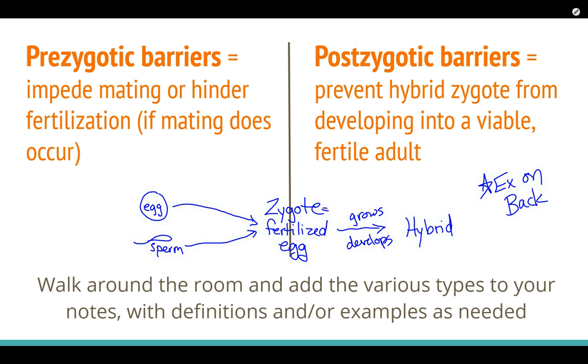When you look at each example, you want to classify it either as pre-zygotic or post-zygotic. So when does that happen? And summarize enough about it that you understand what that mechanism means. It's up to you what you write down. It could be a definition. It could be an example if that's what helps you to understand it best.